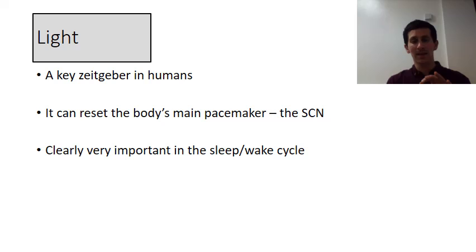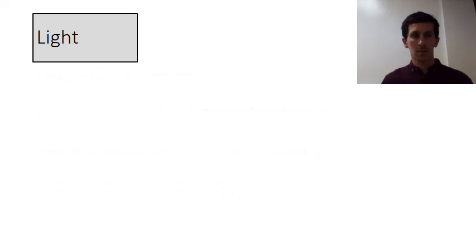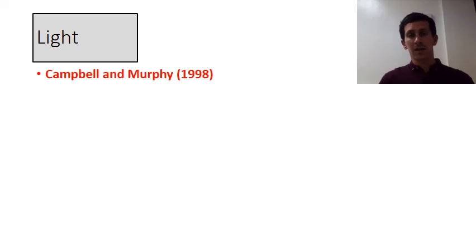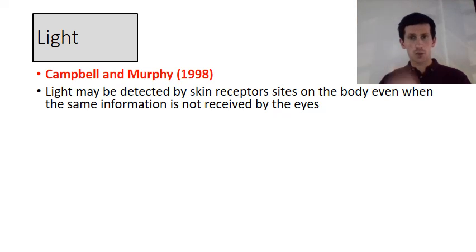And it is clearly very important when we're talking about the sleep-wake cycle. And it also has an indirect influence on a load of other different body processes, such as hormone release. So depending on how much light there is and how much daylight, certain hormones will be either increased or decreased in their release. So there have been studies looking at the effect of light and daylight on the sleep-wake cycle. But an interesting study by Campbell and Murphy looked at whether we can detect light from other receptors in our body, not just the optical nerve.